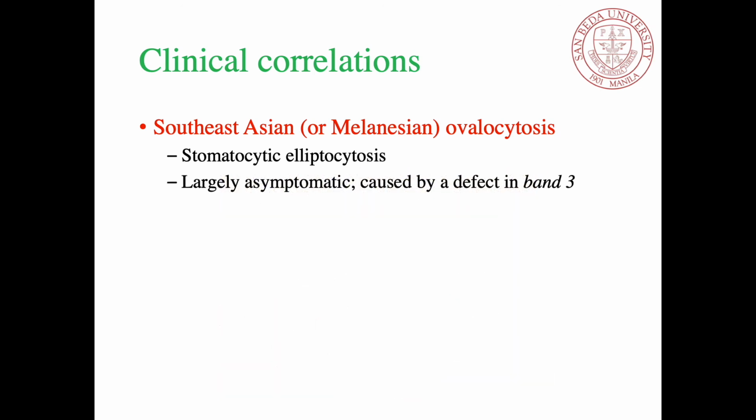Now, this disorder is largely asymptomatic and is caused by a defect in band 3. SAO is seen in parts of Southeast Asia, including Malaysia, New Guinea, Indonesia, and the Philippines. In the Melanesian population of Papua New Guinea, as many as 12 to 30% of individuals may be affected, which is why SAO is sometimes referred to as Melanesian ovalocytosis.